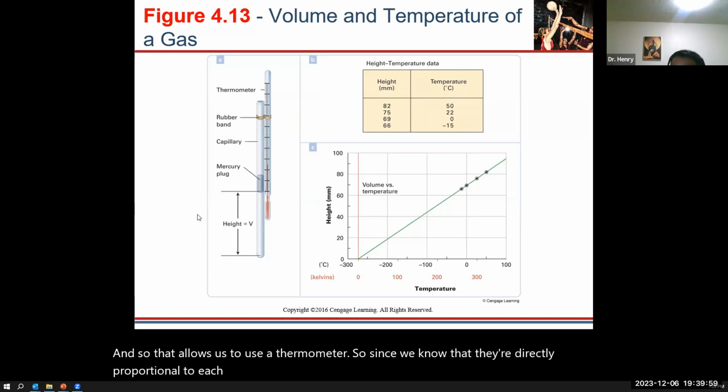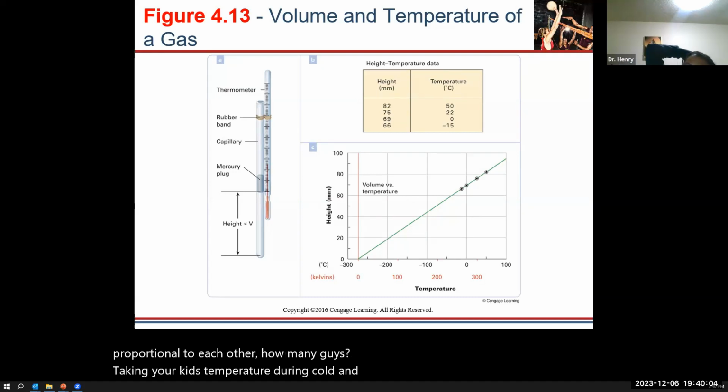How many of you guys are taking your kids' temperature during cold and flu season? Yeah.